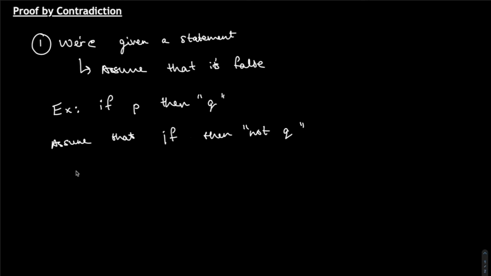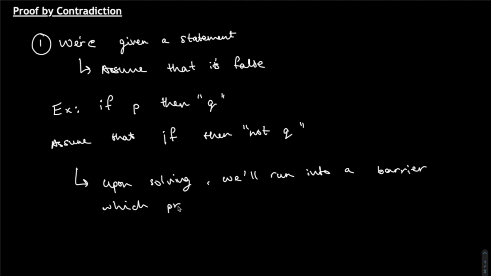So I'll just write down what I said. Upon solving, we run into a barrier which prevents us from moving forward. And so that's our contradiction.